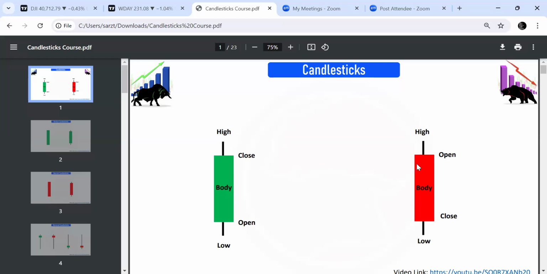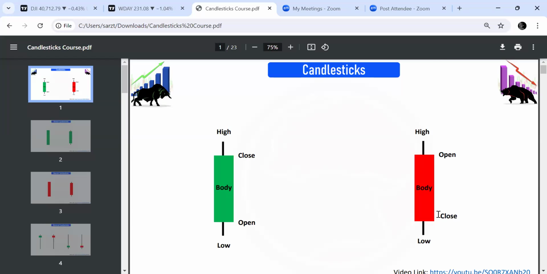Conversely, in the stock market, if it is bullish we indicate it with green color, and if it is bearish we indicate it with red color. But sometimes in some charts we indicate bullishness with white color and bearishness with black color. So it is a small point to remember. In a red candle, the closing price is lower.